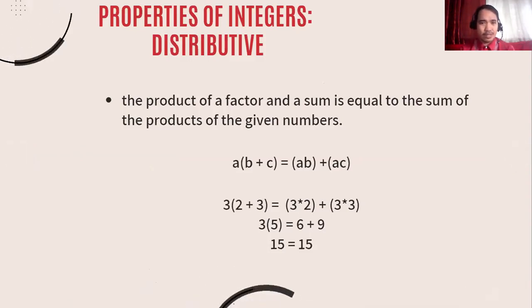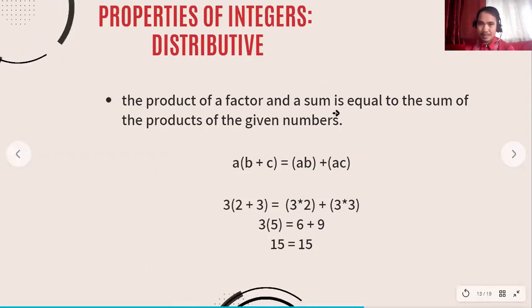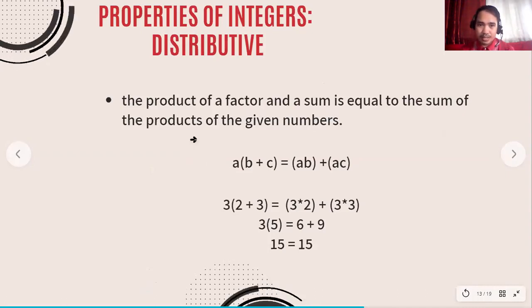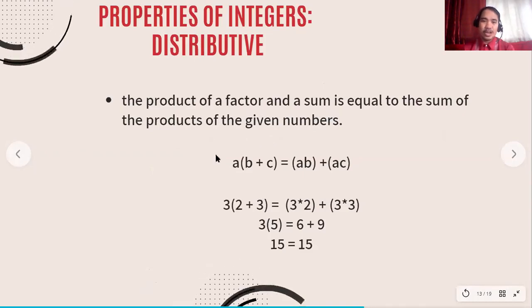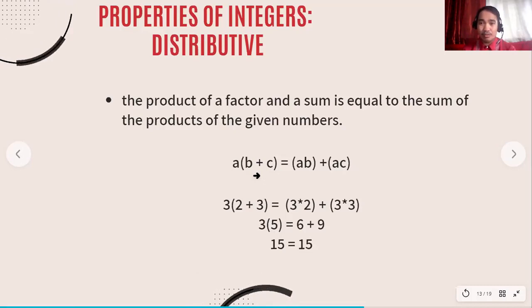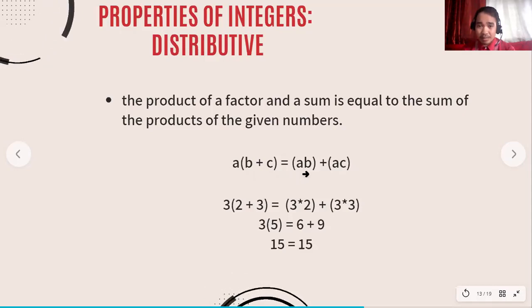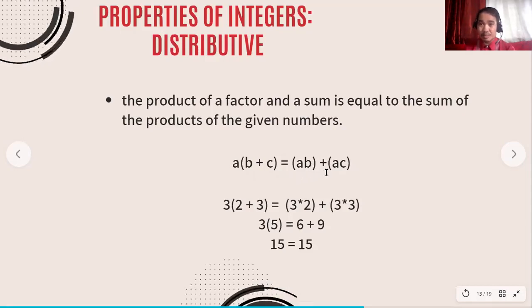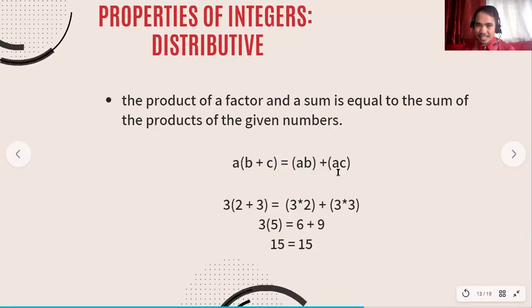What is distributive property? The product of a factor and a sum is equal to the sum of the products of the given number. Now, we have here the mathematical notation: A times the quantity B plus C, where the first factor is A, and the next factor is the sum of B and C, is equal to the product of A and B plus the product of A and C. Did you get it, class?